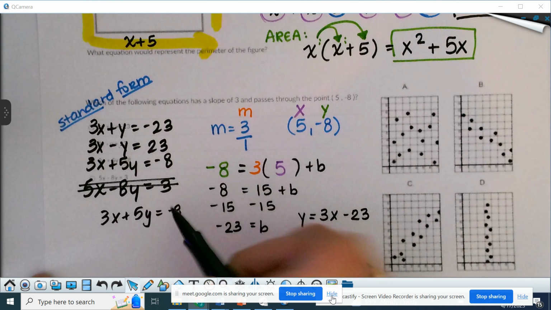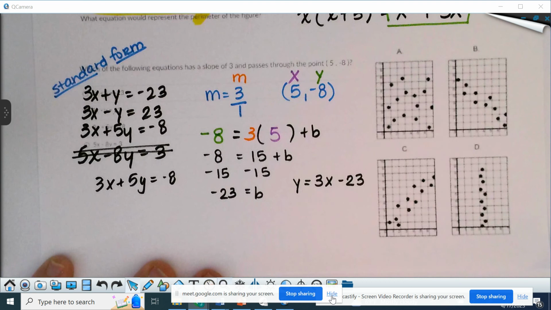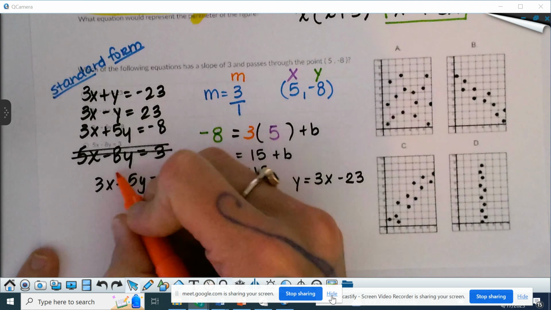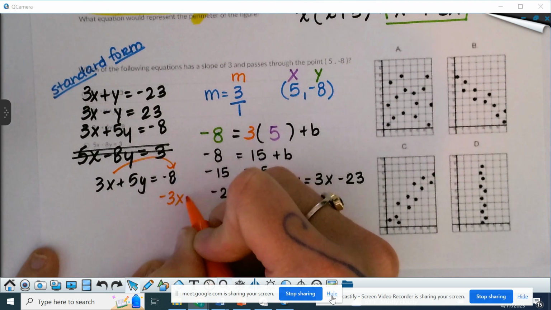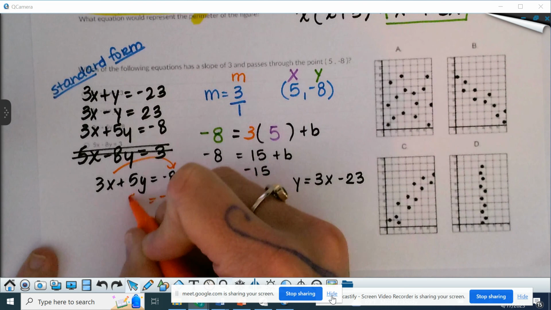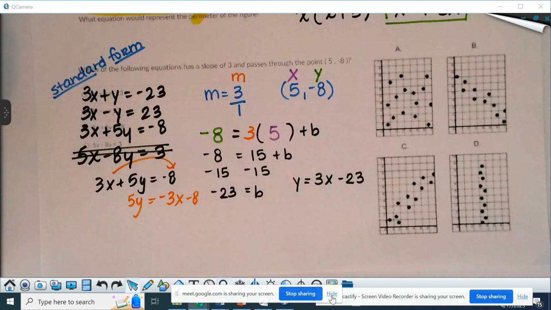If you move the 3x to the right-hand side, I get a negative 3x minus 8 on that side equals 5y. To get that y by itself, you're then going to have to divide by 5, which is going to change our slope. It's not going to be a negative 3x or 3x at all anymore. So then we can get rid of that one.